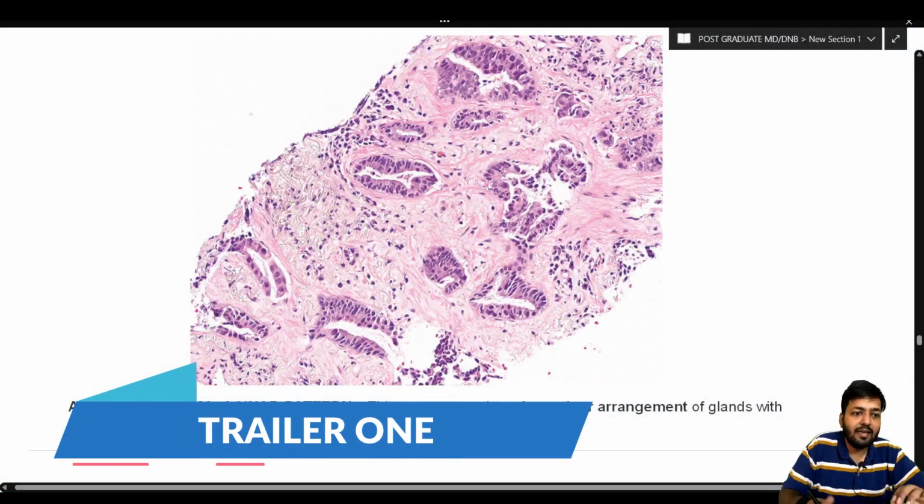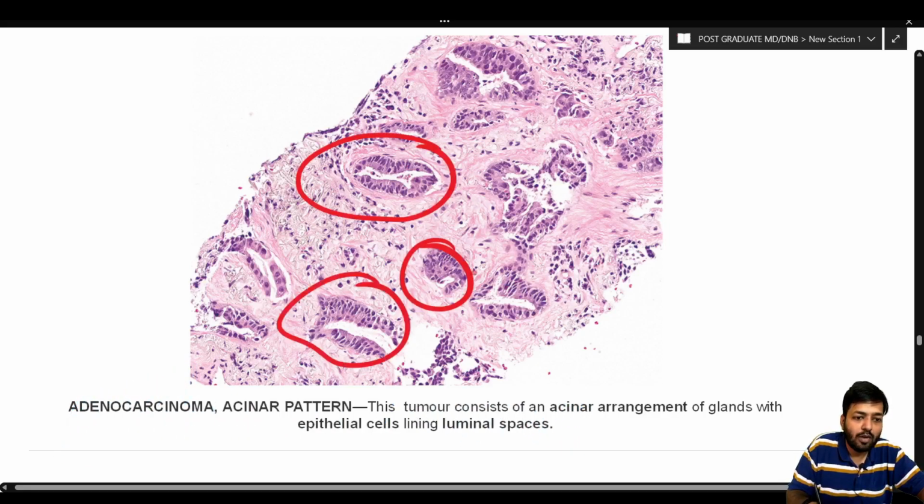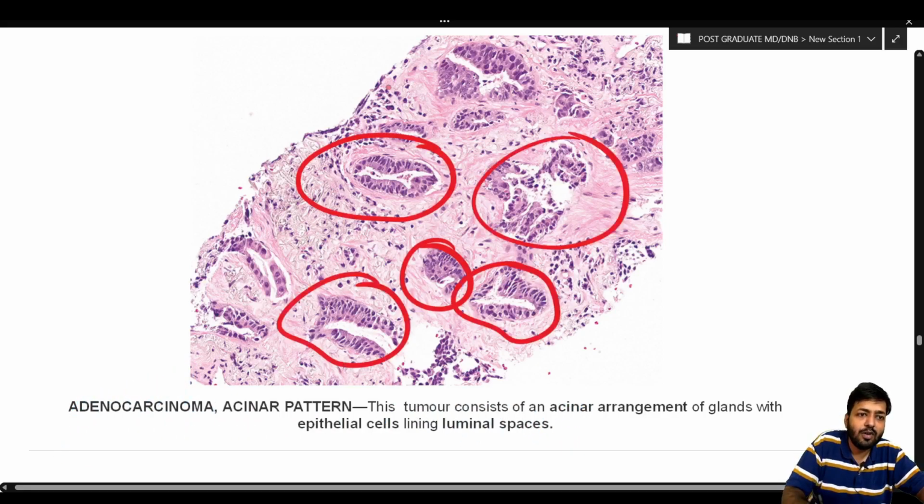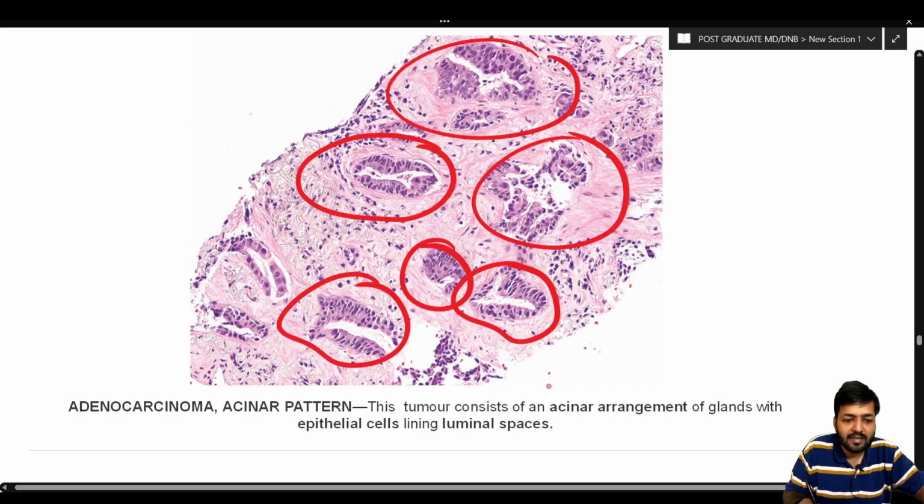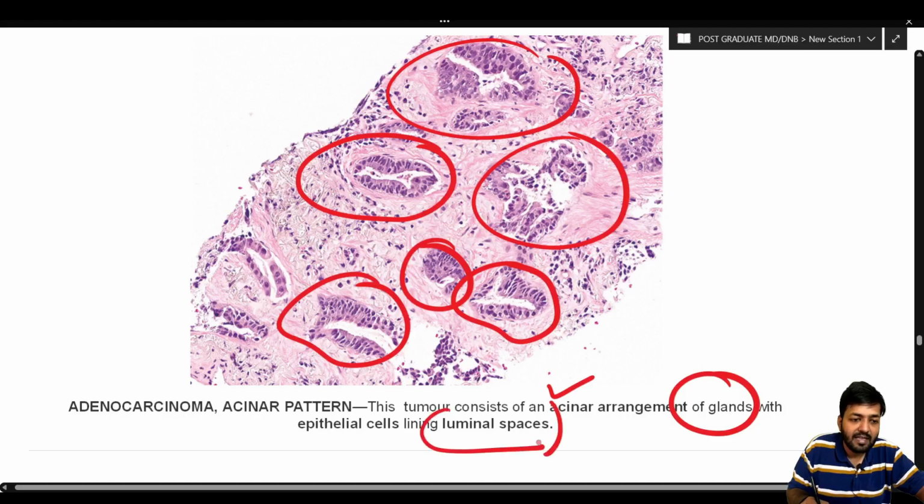Now over here it is clear cut, morphologically clear cut. You can see the acinar pattern of adenocarcinoma. So there is no problem whatsoever in this biopsy. The tumor is consisting of an acinar arrangement of the gland with epithelial cells lining the luminal space. So this is an adenocarcinoma, acinar.